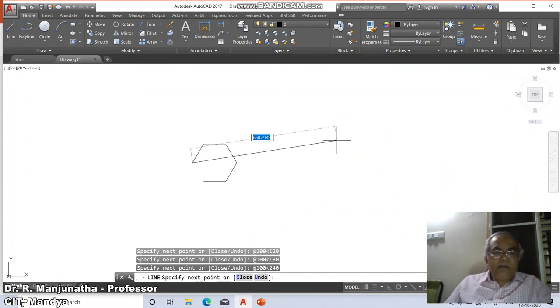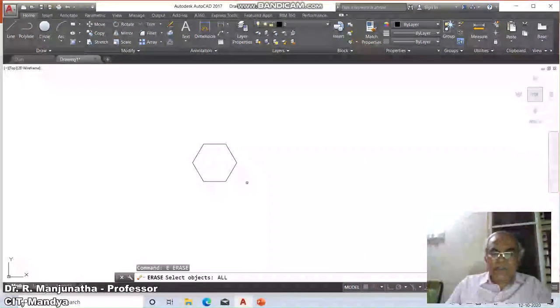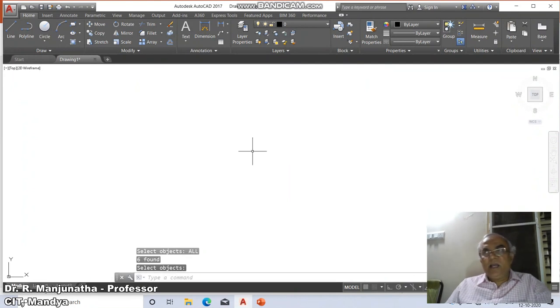Now we have to close to the starting point. I will say C. So it not only closes but also comes out of the command prompt. So this is how you will be able to create the hexagon, and we can remove it by using the erase command.